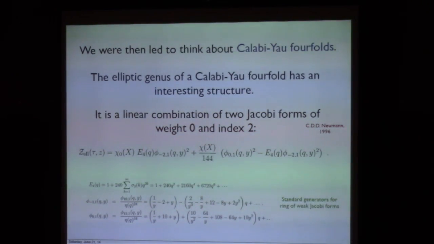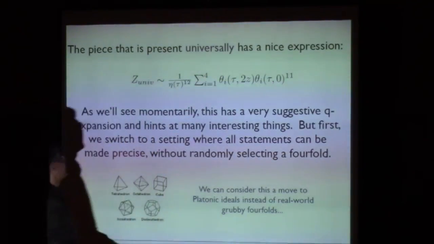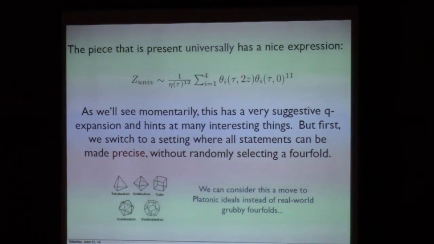Here they are. They're standard generators for the ring of weak Jacobi forms, E4, E6, and some particular functions of q and y. And so here I've written that in terms of those. And the coefficients are determined by topological invariants of the fourfold. In particular, the first term here is universal. It's always present. So that piece that's universally present has a really nice expression. It can be written as 1 over 8 to the 12th times a theta function of 2z times a theta function of 0 to the 11th.